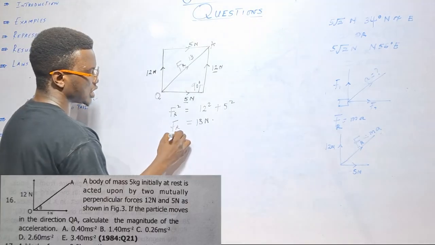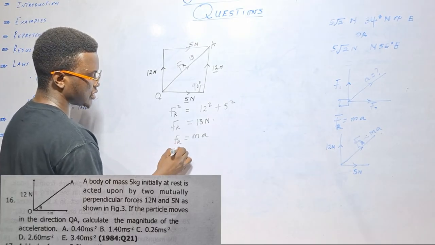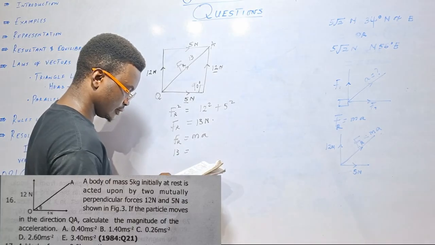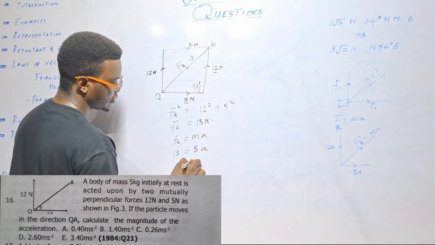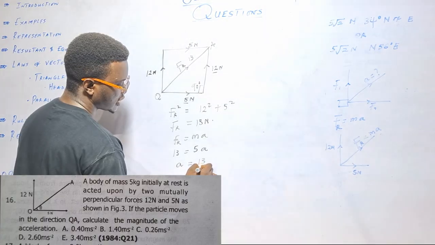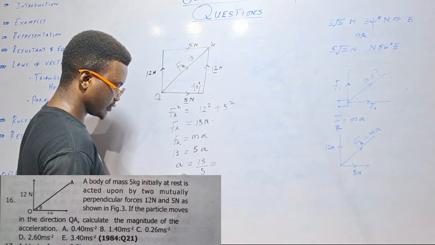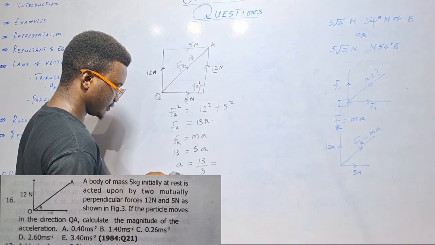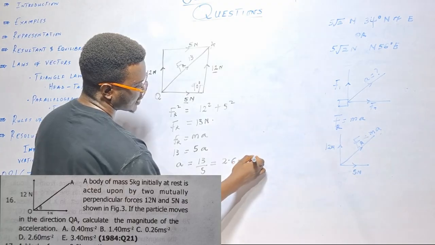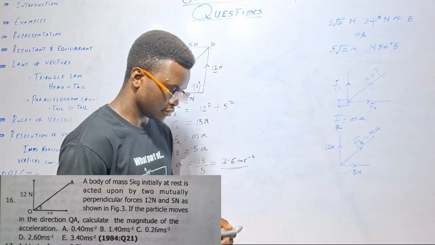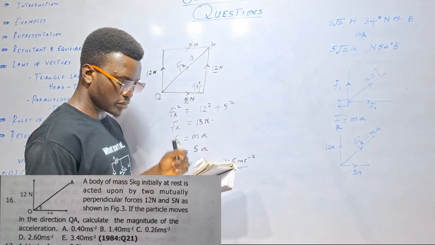So now that I know my resultant force, which is equal to my mass times acceleration, resultant force is 13. What was the mass given again? So the mass was 5 kilograms. So multiply by acceleration. So divide both sides by 5. So acceleration is going to be 13 divided by 5. That's 2.6. So that's 2.6 meters per second squared. That is the acceleration. Is that clear? So that's it. Now, the next question.